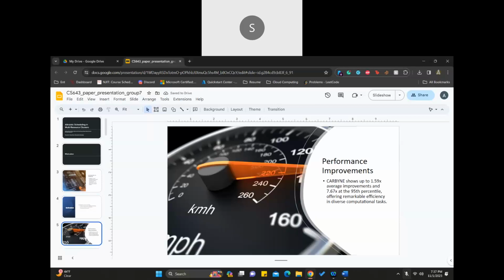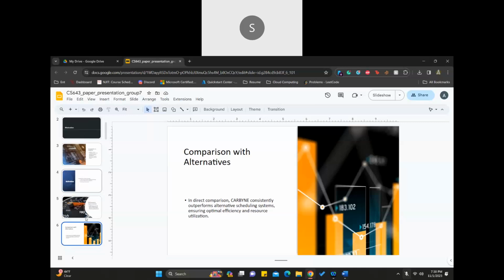Okay, the next slide is what I was mentioning earlier, the performance improvement. It shows how Carbon is a tool that improves performance considerably: 1.59 times on average and sometimes 7.67 times faster. And can we go to slide number 6?